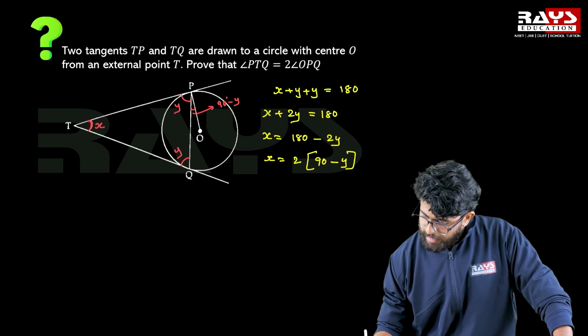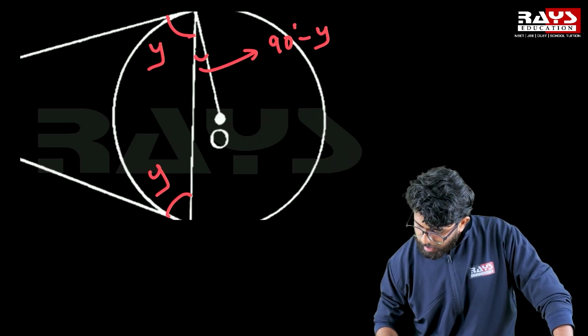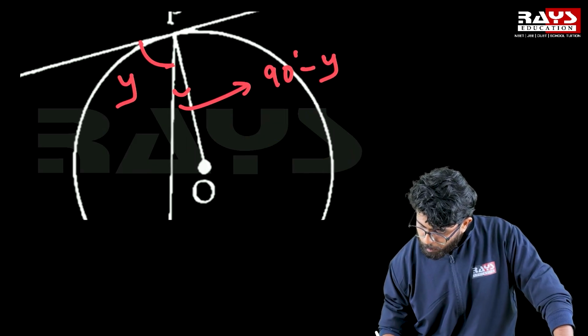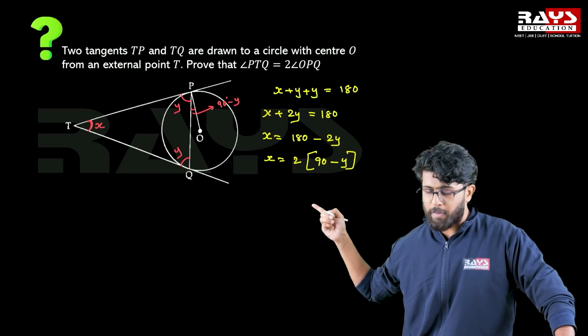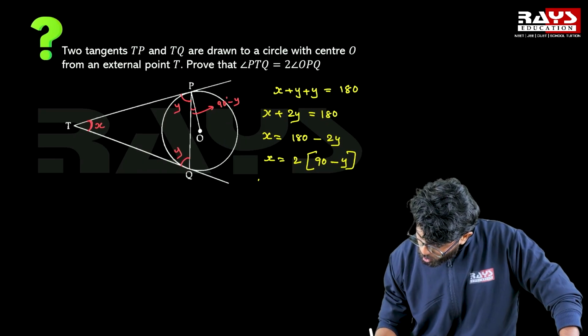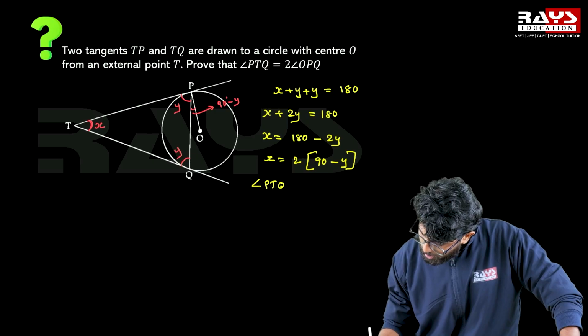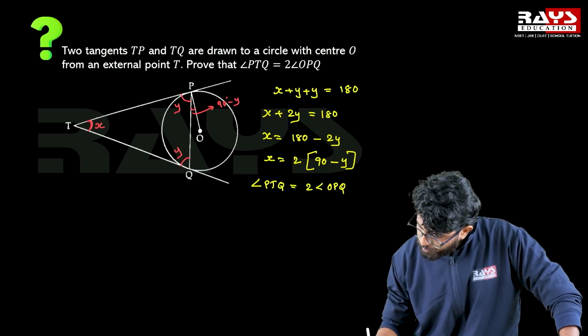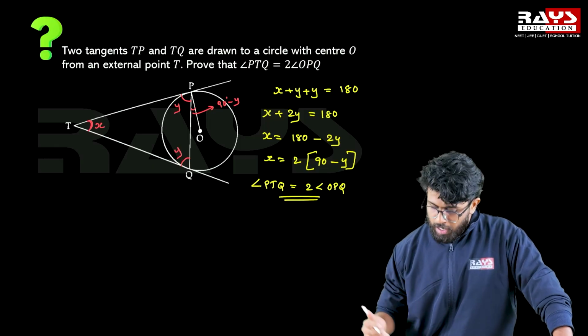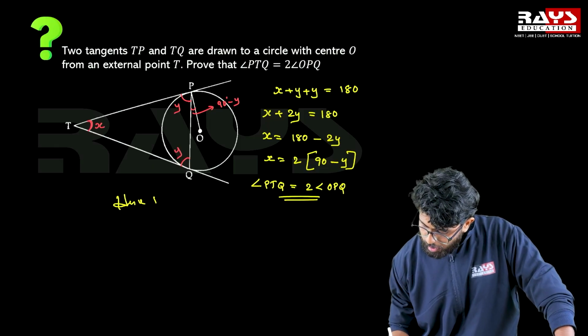So what is 90 minus y? It is the angle OPQ. I have given angle OPQ as 90 minus y over here. So I'm going to substitute that, as well as for x I'm going to substitute angle PTQ. So angle PTQ is going to be 2 times angle OPQ. Therefore, we have happily proved it. So we can write hence proved in the last.